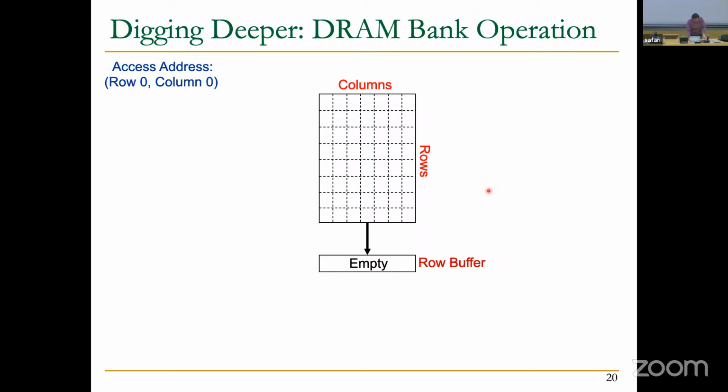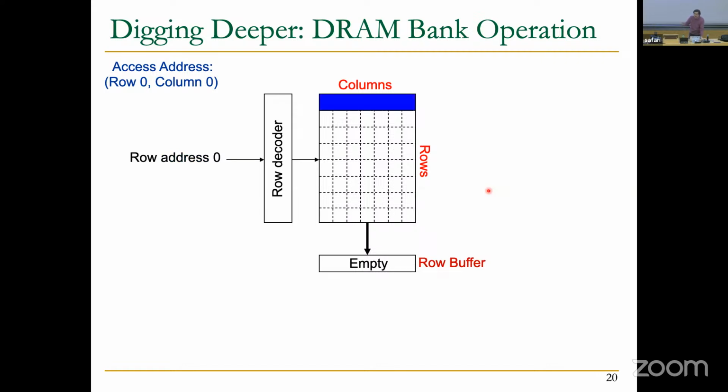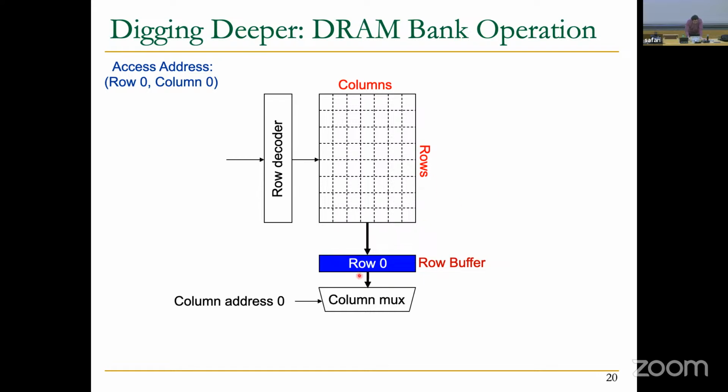Initially, it's empty. So we will access this address, row 0, column 0. For that, we need to provide a row address to the row decoder. The row decoder will enable what we call a word line that corresponds to the address of the row. Then you will have brought row 0 to the row buffer at the end of this access. Now you can send a read command to column 0. That will select the corresponding address in the row buffer that corresponds to row 0 and put it through the column multiplexer and output it to your data pins.